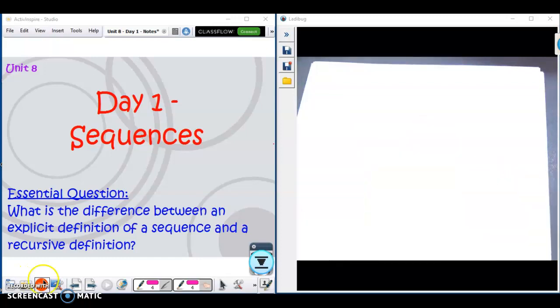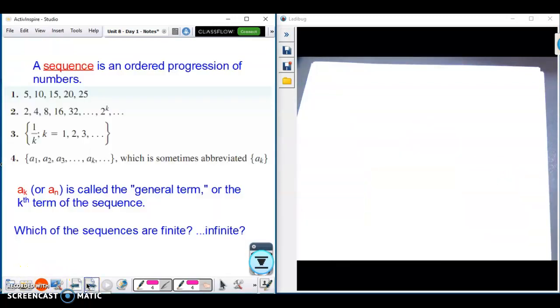So guys, looking at a sequence. Hopefully you have seen a sequence of numbers before. A sequence of numbers is just a list of numbers that are in some ordered progression. It gives us a couple examples. In this sequence here, we're adding by 5 every time. In this sequence here, we are multiplying by 2 every time.